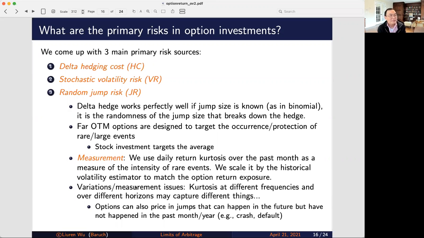I feel like it captures something, but not everything, right? It captures the hedging issues associated with a month, but whether the past month translates to the next month or not is not clear. And also, it doesn't capture those rare events that have not happened yet, but are priced in options, right? But it's a proxy.